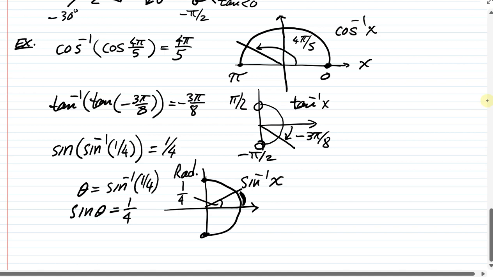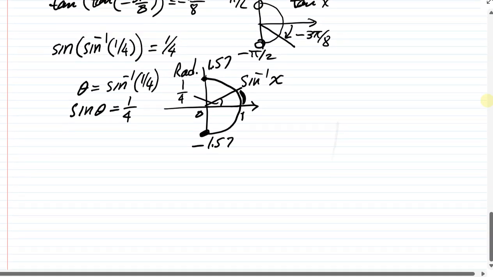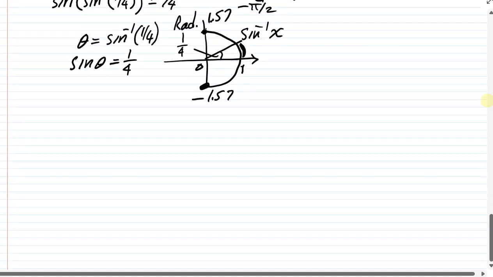All right, because as long as we are within negative 1.57 and 1.57 on the y-axis, that's the range. Domain is, in this case, from 0 to 1. Okay. And we are good with that one. Now let's take a look at another one. Let's do something that we have to make an adjustment for.